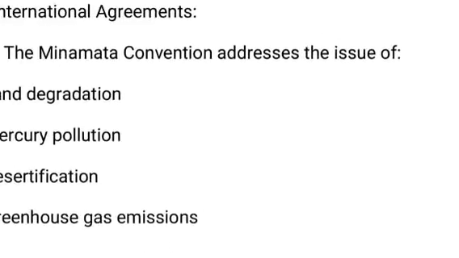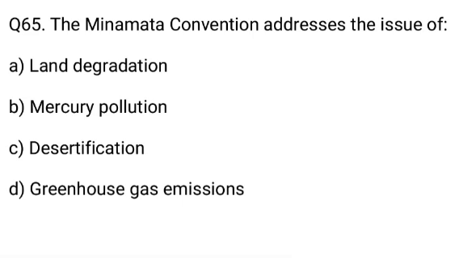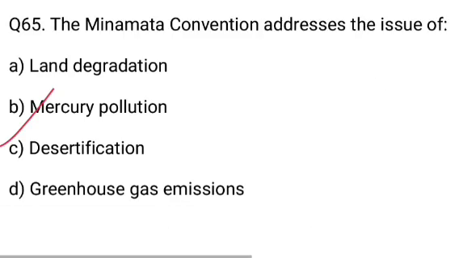Next, international agreements. It says the Minamata Convention addresses the issue of what? Land degradation, mercury pollution, desertification, greenhouse gas emissions. So it will be mercury pollution.